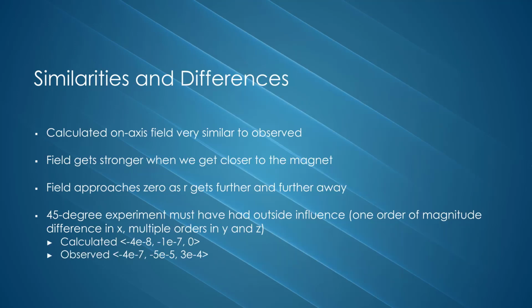Similarities and differences. So we found that our calculated parallel on-axis field was very similar to what we observed. It was pretty much the same. We also found that our field got stronger when we got closer to the magnet, and it got much, much weaker as we got further and further away. Some difference came in our off-axis 45-degree experiment, and we suspect that there must have been some outside field affecting our real-world experiment because it was multiple orders of magnitude different than what we calculated.